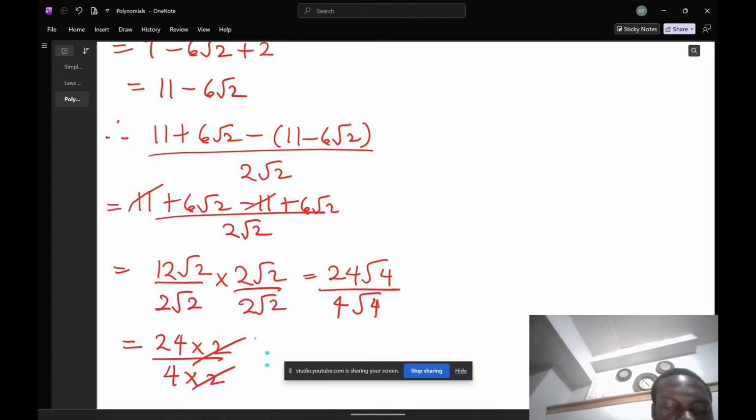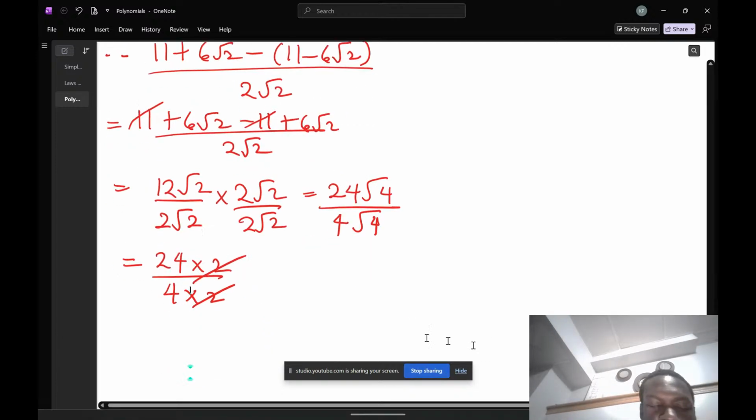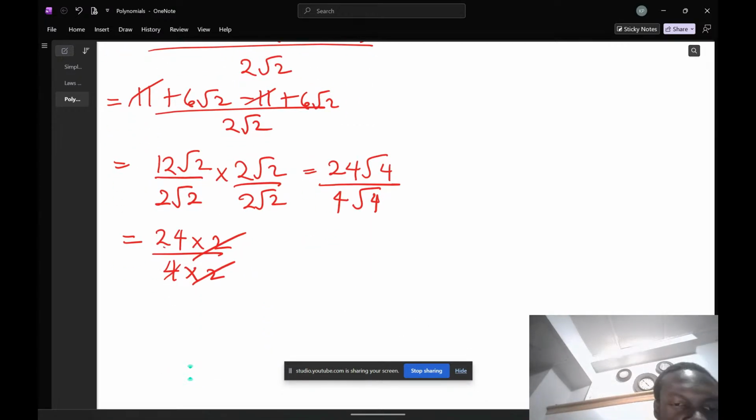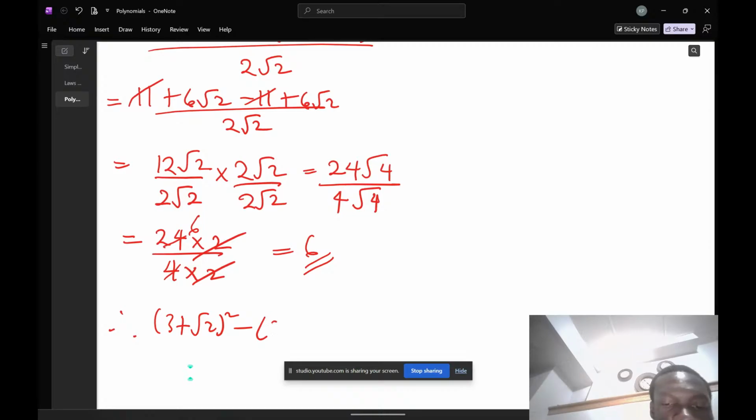These two will cancel each other, so we have 24 divided by 4. 24 divided by 4 will give us 6. So the final answer for this question is 6. Therefore, we can say that (3 plus root 2) all squared minus (3 minus root 2) all squared, over 2 root 2, will give us 6. The final answer is 6.